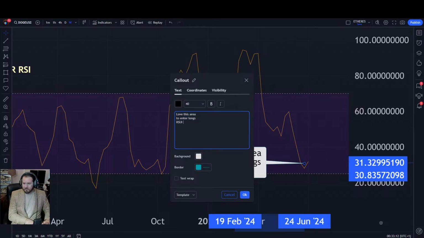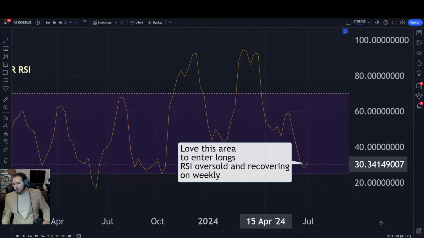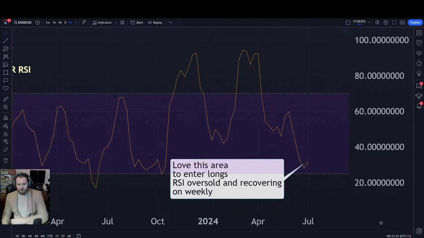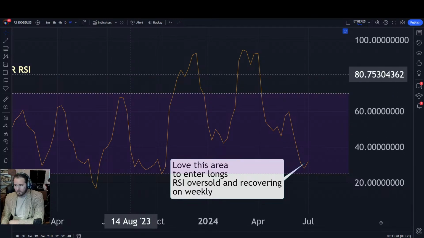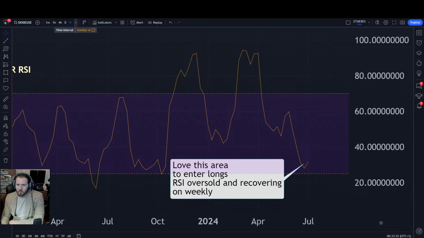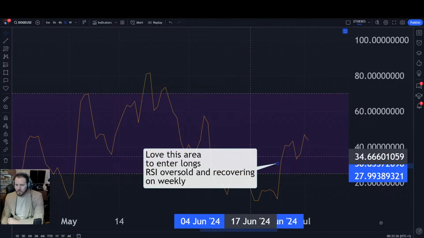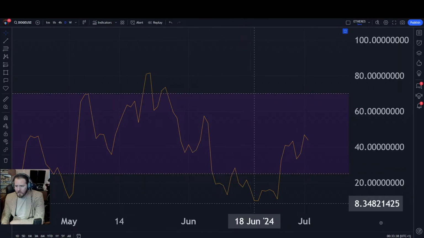RSI completely oversold and recovering on weekly. This is what you want to see on that weekly. And we're going to go back over here to the chart. Let's go to the daily. Daily still has room to go. Daily RSI already got oversold.